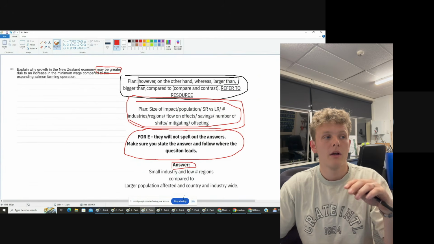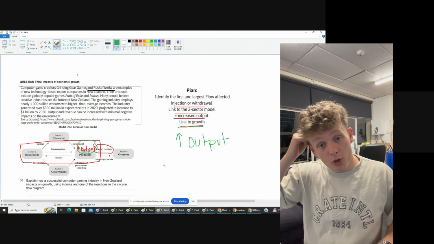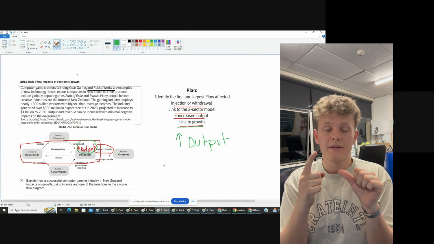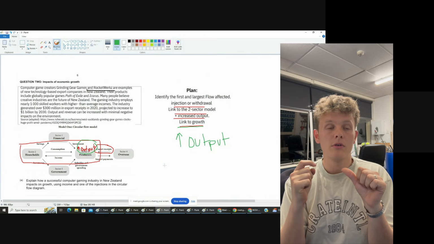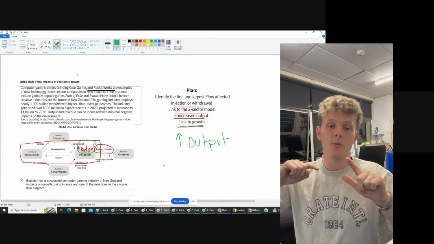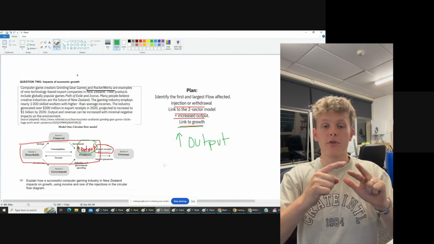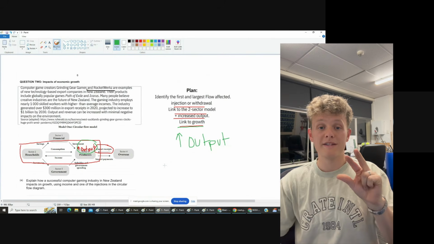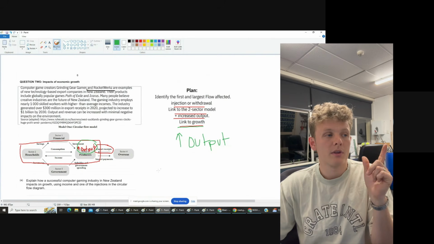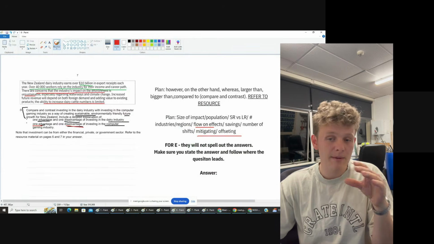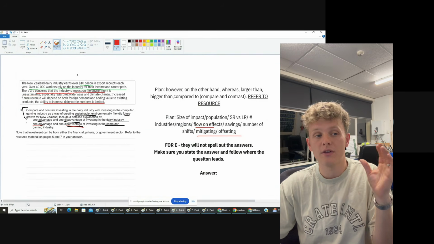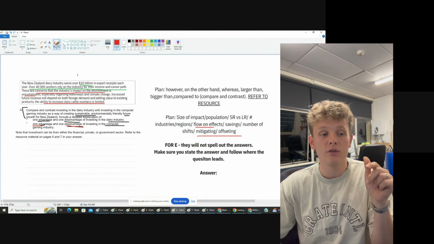Circular flow model, identify the injection or withdrawal. Talk about producers increasing output. Talk about households to get 3 flows or 3 sectors involved. Compare and contrast, same thing. Number of regions, number of sectors, number of industries. Refer to the resource material, refer to the graph.